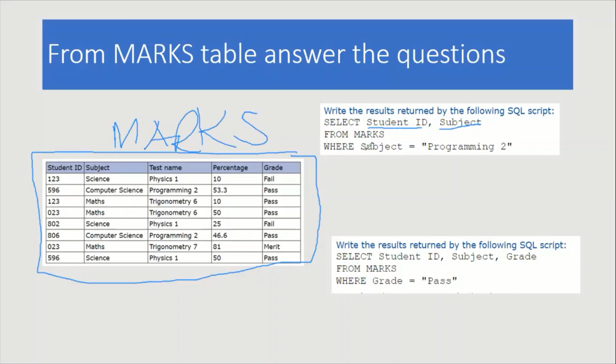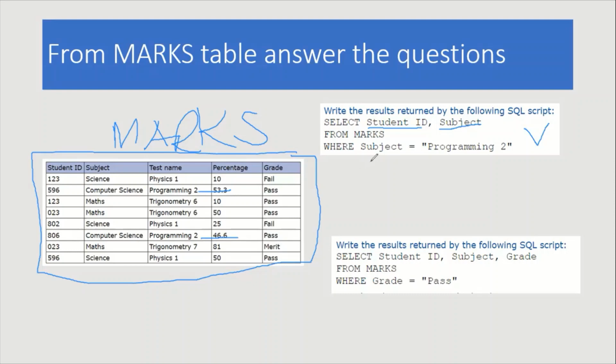So we are selecting from this table, but where the subject is programming two. So I'll be selecting only this record that has programming two and this record that also has programming two. So I only have 2 records that have programming two. At this point, I'll be displaying the student ID. For this one, the student ID is 596 and the subject is computer science. And the second one, the ID is 806 and the subject is computer science. So that will be the output at this point.